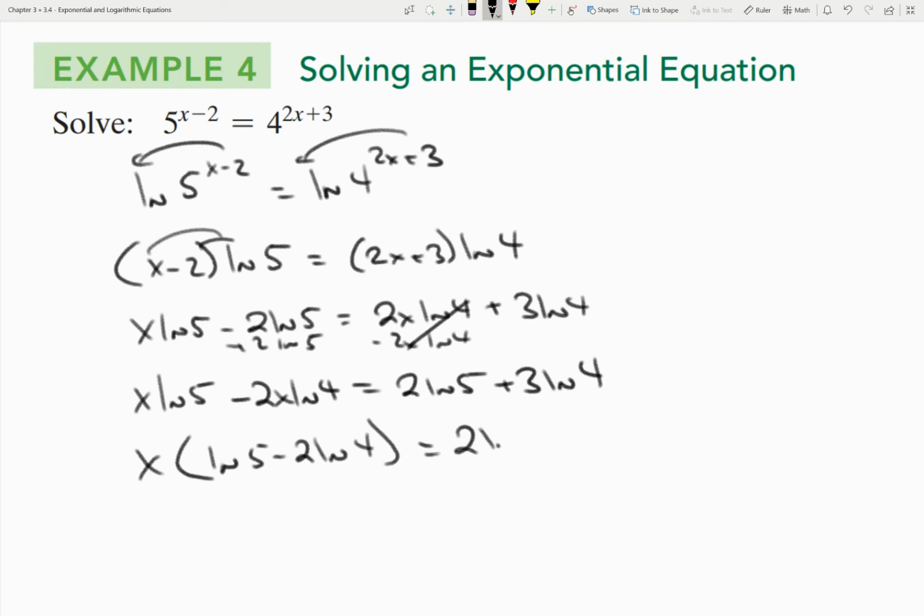And what I'm left with is the natural log of 5 is a decimal. 2 natural log 4 is a decimal. I have a decimal minus a decimal times x. So I can just divide that out.